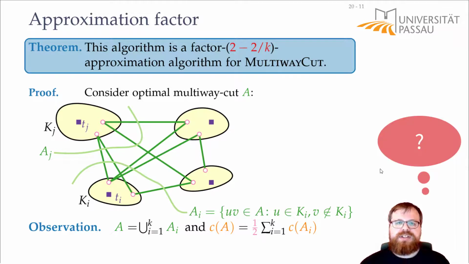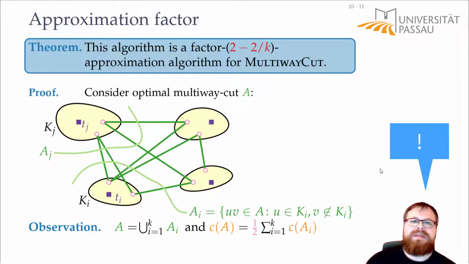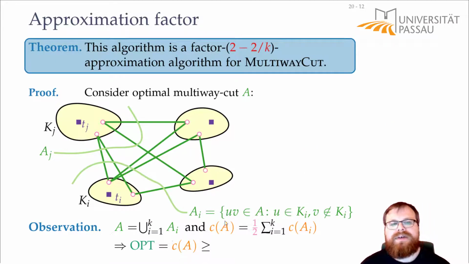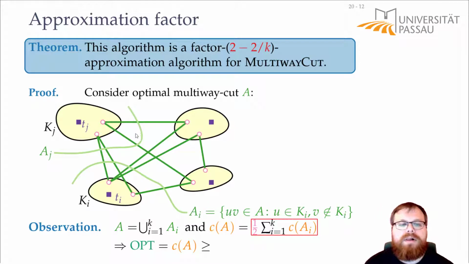Can you finish the proof from here? The optimum for our problem is exactly the cost of A. And the cost of A is exactly 1/2 the sum of all these sets. And all these sets give us isolating cuts. So Ai is an isolating cut of Ti.